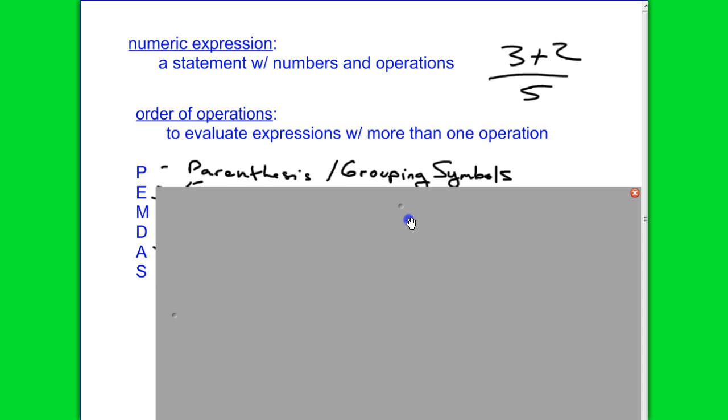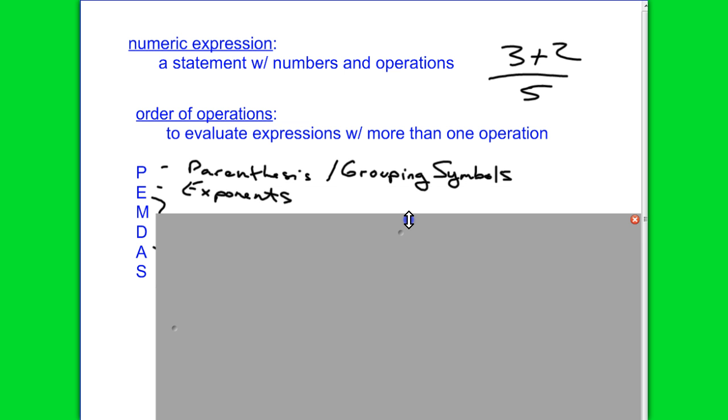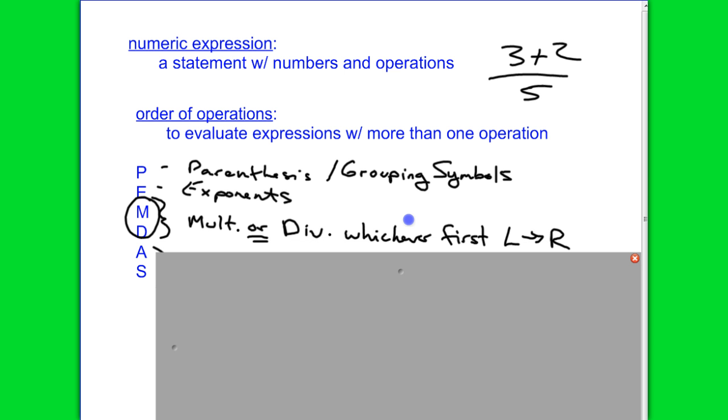After simplifying your parentheses, we move to E. E stands for? Exponent. Right, so simplify any powers. The next 2 letters I like to circle because you would deal with either of these operations, depending on which one comes first, left to right. And these operations, Sarah? Multiplication or division, whichever comes first as you read it left to right.